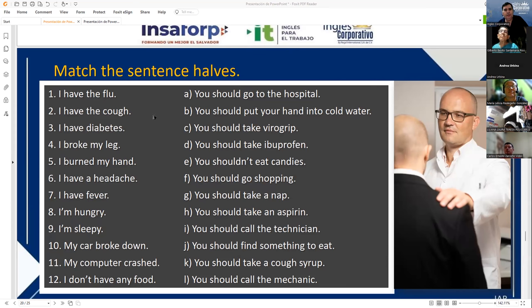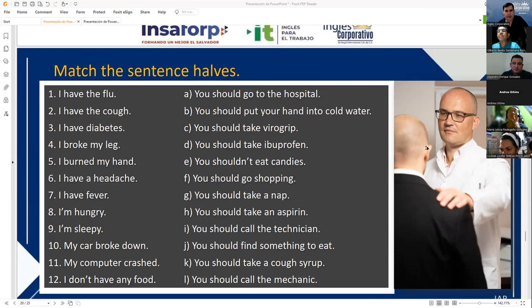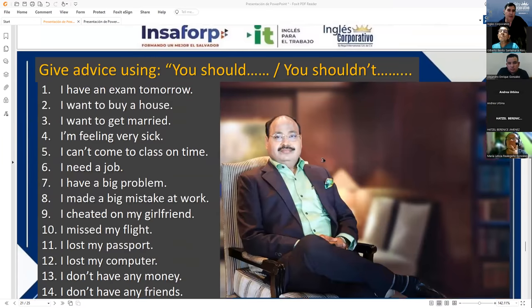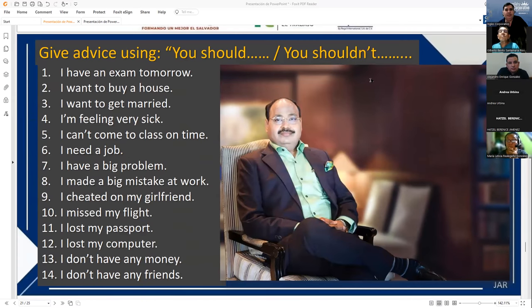Let's see, match the sentence halves. I have the flu. What do you think is the other half? Letter C, right? You should take Vero Greek. Okay, excellent. So this one is the one that you're going to do. When you finish this one, if you have time, give advice.